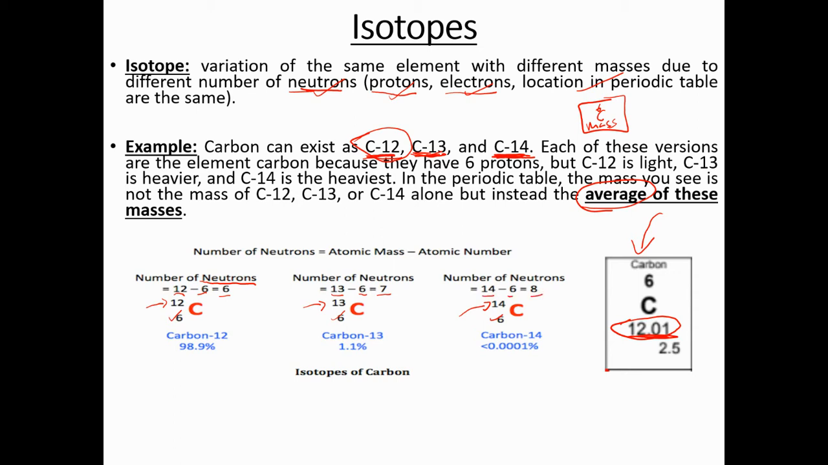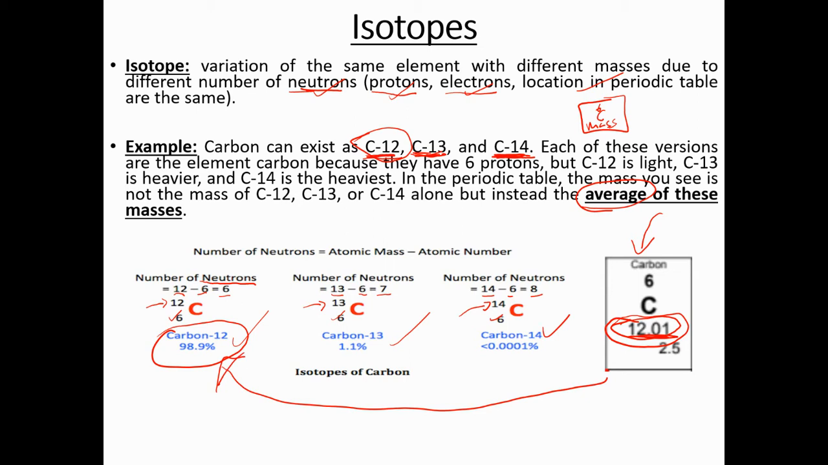And I want you to notice that not all of these isotopes are present in the same quantity or the same abundance. Carbon-12 makes up about 98.9% of the carbon atoms that you would find in a sample. So if I had a handful of carbon atoms, 98.9% of those would be carbon-12. 1.1% roughly would be carbon-13. And then less than 0.0001% would be carbon-14, which makes sense that our average mass would be closer to this carbon-12 mass because there's just more of it going into our average.